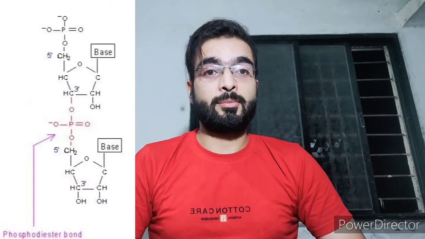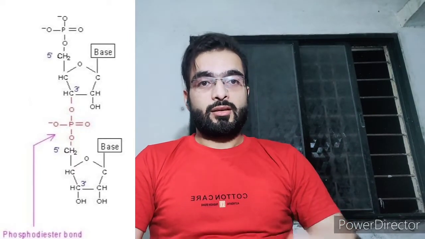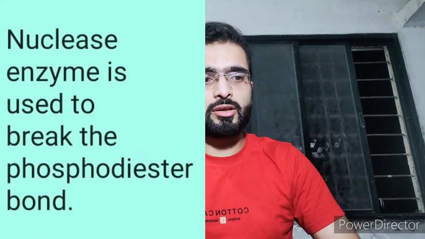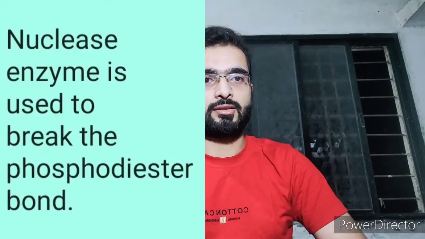The bond that is formed between the nucleotides is known as phosphodiester bond. Now I will tell you one thing, this bond can also be broken. This bond can be broken by an enzyme, and that enzyme is known as nuclease. Nucleases are the enzymes that are used in the breakage of the bond between the nucleotides. So nucleases are breaking the phosphodiester bond that is formed between the nucleotides.